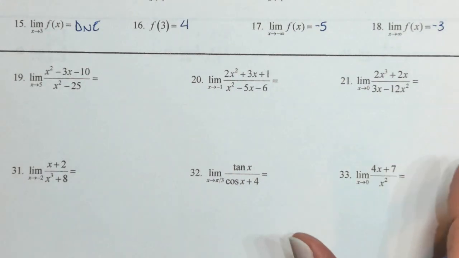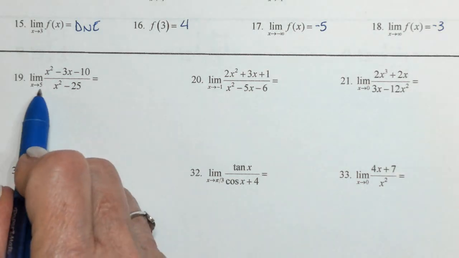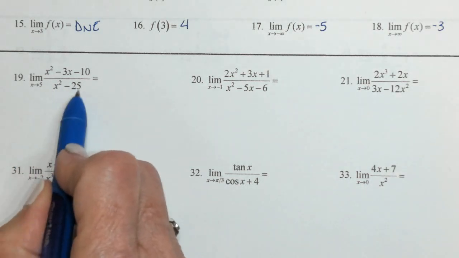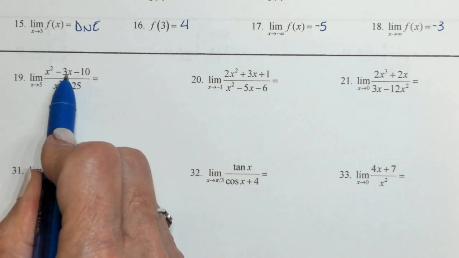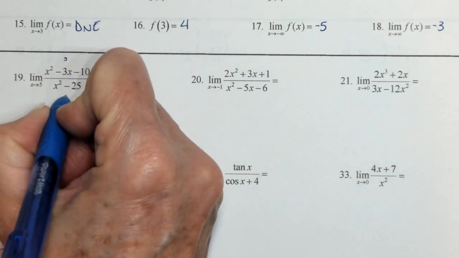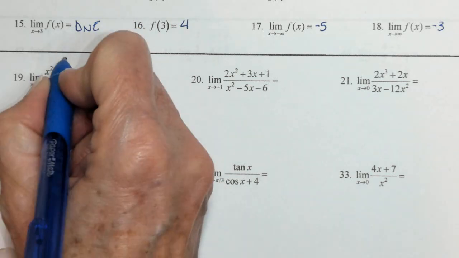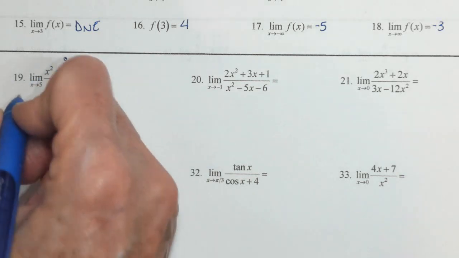Okay, some limits where you show me your work. Okay, as x approaches 5, the bottom is going to be 0. If I put 5 in the top, I get 25 minus 15 minus 10. That's also 0. The top is going to 0, the bottom is going to 0. So there's a hole that we need to get rid of. We can get rid of that by factoring.